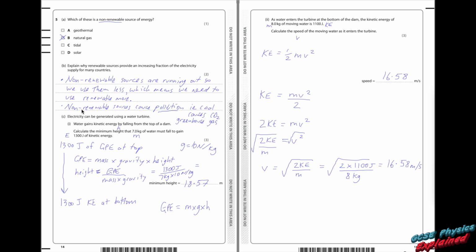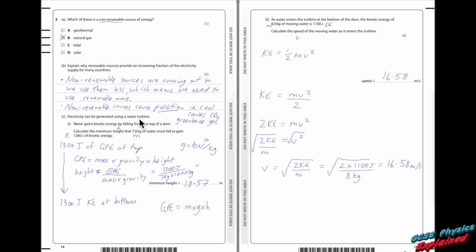You could also put down a reason why we're using non-renewables less. Non-renewable sources cause pollution, as well as they're running out. Don't just say pollution. Give an example and be specific about the kind of pollution. So I've said coal causes CO2 gas to be released, which is what we call the greenhouse gas, which is causing global warming.